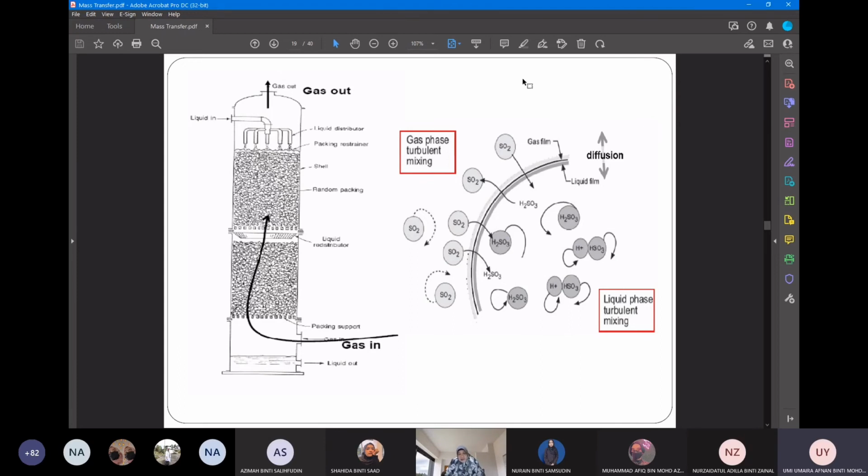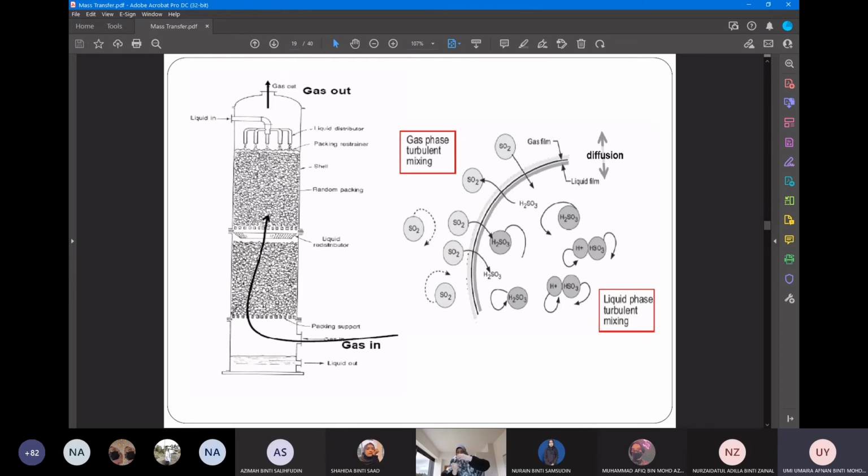To increase the contact area between the gas and the liquid, to separate the solutes, you use packing inside. This is called packing. This packing will increase the contact area between the gas and the liquid. If you don't have packing, you can just imagine the gas flows like that and the liquid flows downward. You have a big amount of gas and a big amount of liquid, so the contact area will reduce.